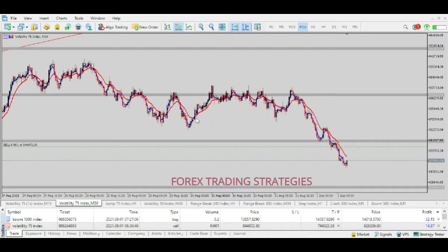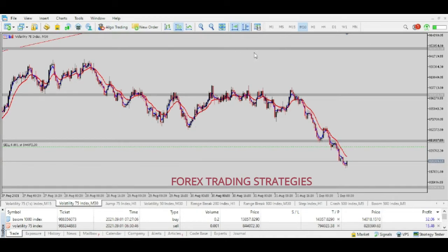So yeah, that's basically the gist of this Forex robot. As long as the blue moving average is below the red, it's going to be selling. And as long as the blue goes above the red, it's going to be buying, and it's going to close all the sells here. If you do not put a trailing stop, it's going to come back and close the sells here.